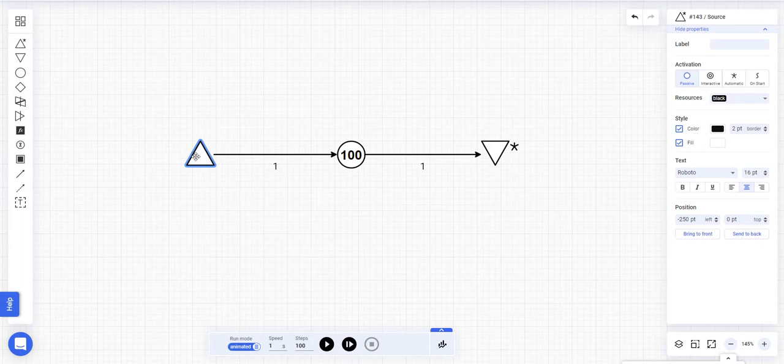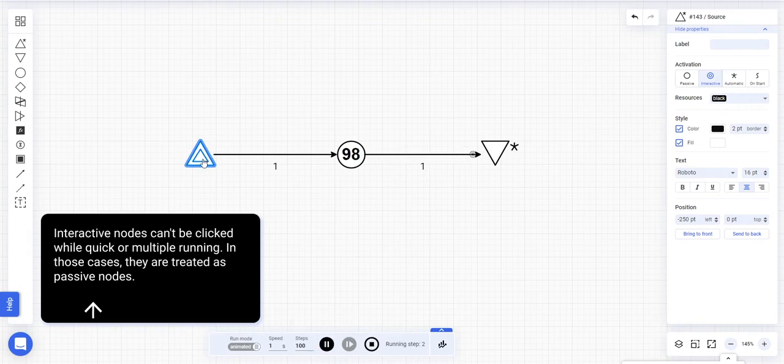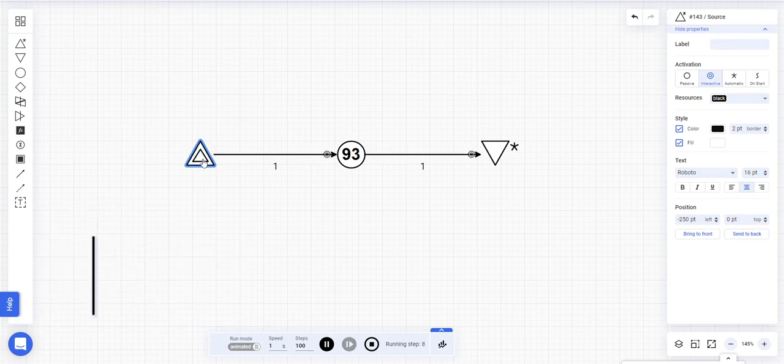Next we have interactive mode. An interactive node can only be triggered during execution. When clicked on, it will execute its action during the next step. Interactive nodes can be clicked while the execution is paused.